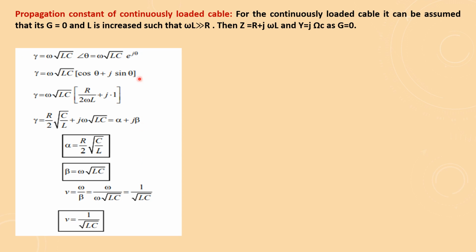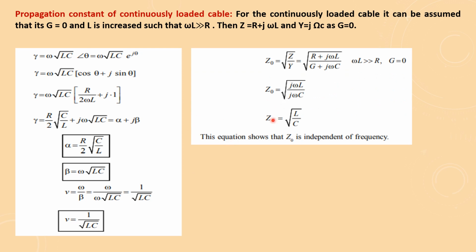So accordingly, we are just deriving these equations. Next, coming to the characteristic impedance Z0, we know that it is root of Z by Y. So you can just substitute (R plus j omega L) by (G plus j omega C). For this continuously loaded cable, we will be considering omega L greater than R, and at the same time G is equal to 0.